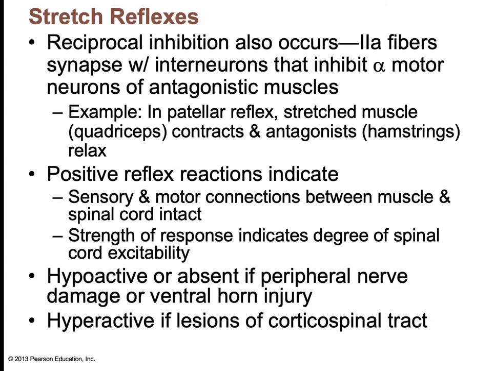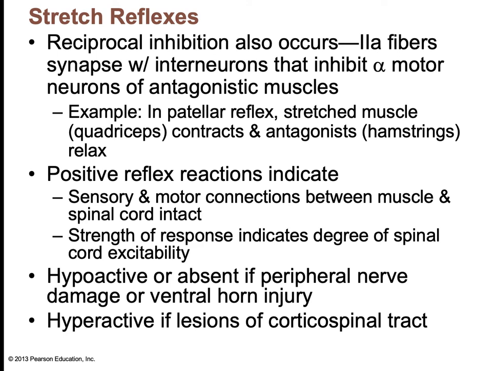Reciprocal inhibition also takes place. There are fibers that synapse with interneurons that inhibit alpha motor neurons in the antagonistic muscle. An example is the patellar reflex, where the stretched muscle, which is the quads, contracts and the antagonists relax, and that allows you to kick. Okay? And you can initiate that reflex by hitting the patellar tendon with a reflex hammer.